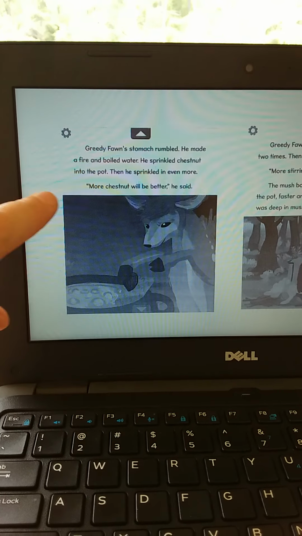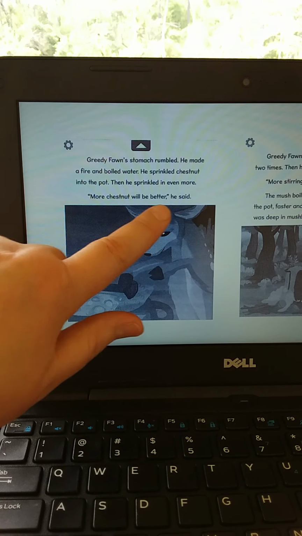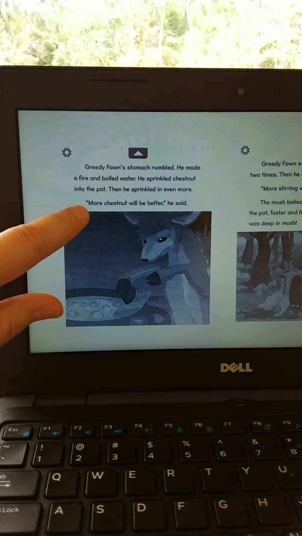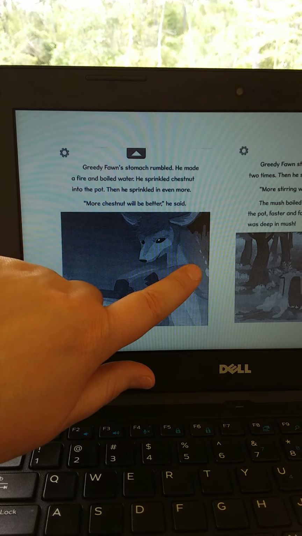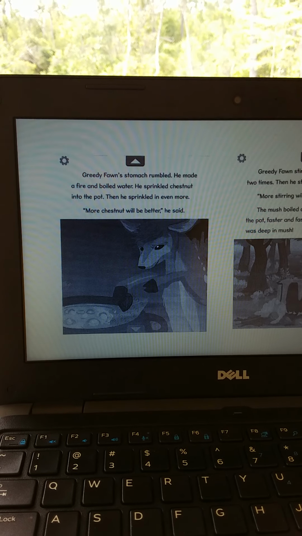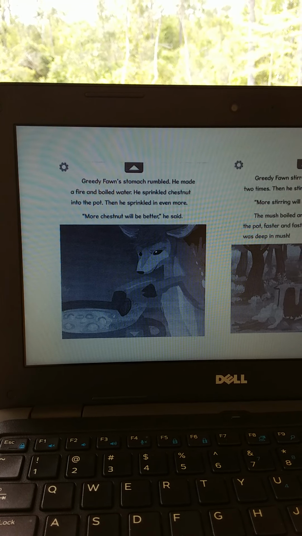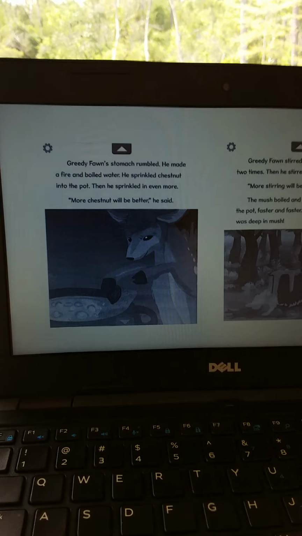Now you'll notice here that we have quotation marks. These quotation marks mean that these words are being spoken by the little fawn. Those quotation marks mean that he is speaking.